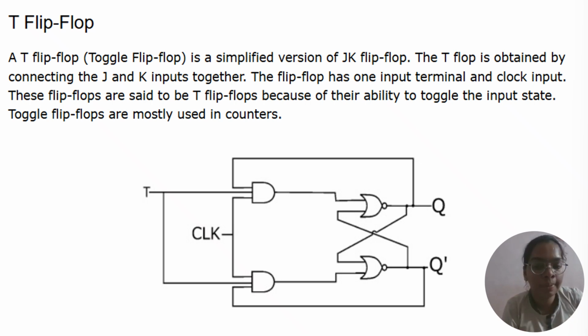The next flip-flop is T flip-flop. A T flip-flop is a simplified version of JK flip-flop. The T flip-flop is obtained by connecting the J and K inputs together. The flip-flop has one input terminal and clock input. These flip-flops are said to be T flip-flops because of their ability to toggle the input state. Toggle flip-flops are mostly used in counters. The logic diagram of T flip-flop is given below.